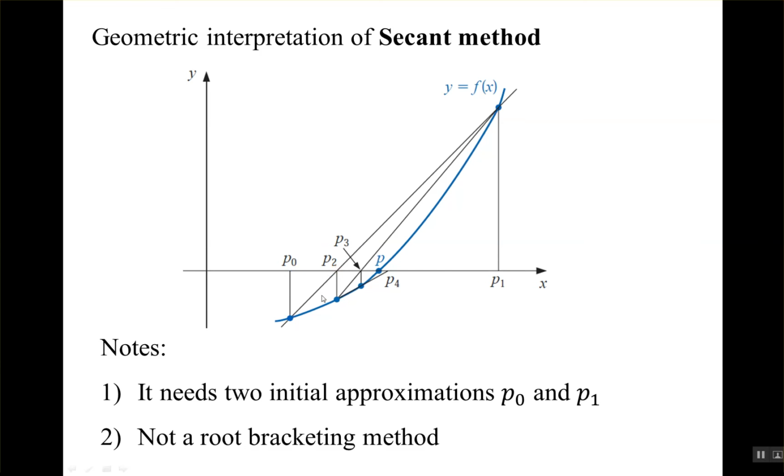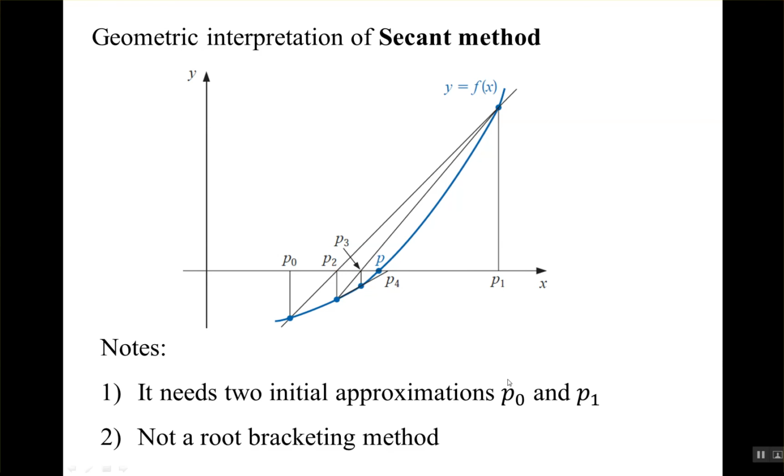And repeat this process. To find P3, you use the most recent two approximations, in this case P1 and P2, right? So you construct a secant line through these two points, and then the x-intercept of this secant line will be your P3. To find P4, you need to use the most recent two approximations, which means P2 and P3. Through these two points, you construct a secant line, and the x-intercept of this secant line is your next approximation, which is P4 in this case.